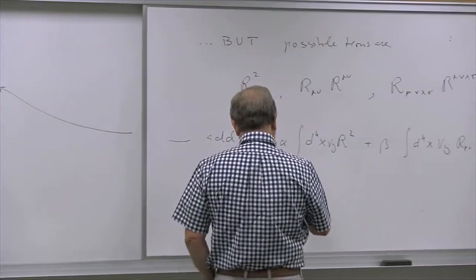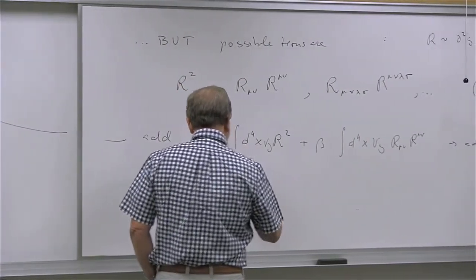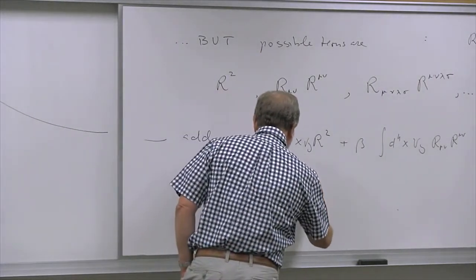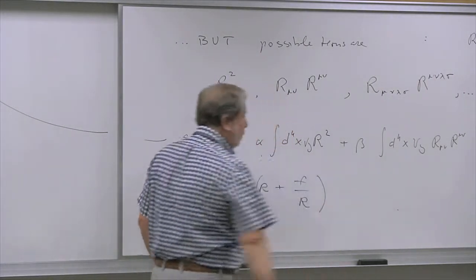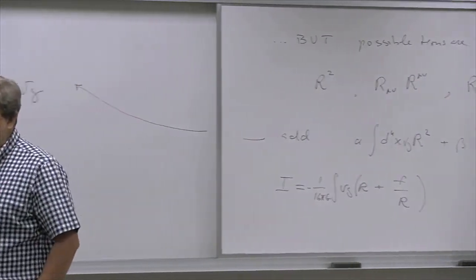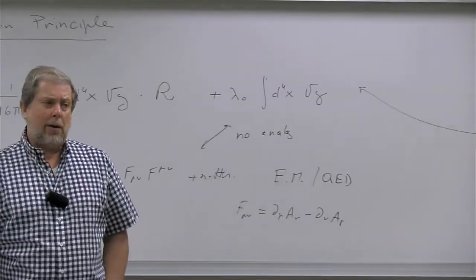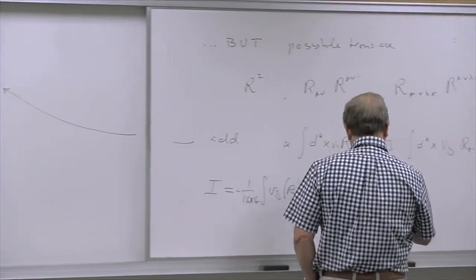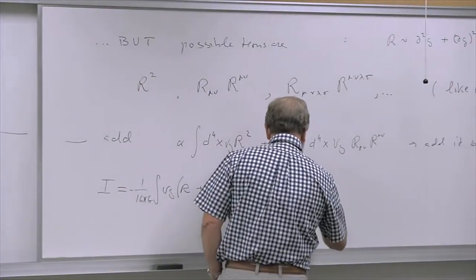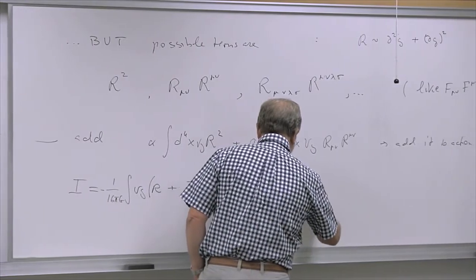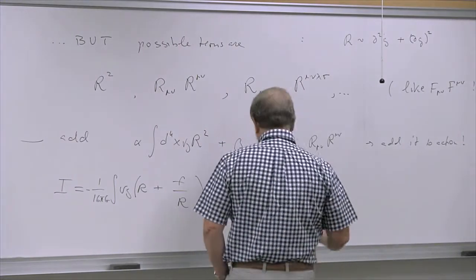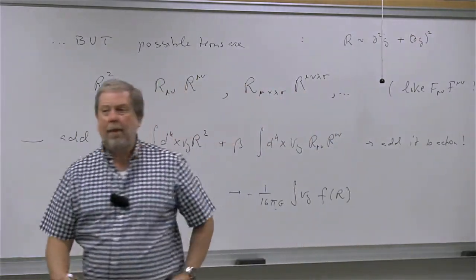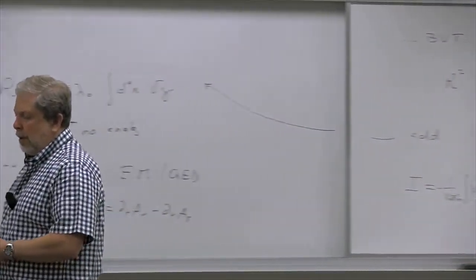So some people say, well, maybe I can fit the data to something that is f times 1 over R. So that's called the 1 over R theory. And you can even have something that is more bizarre, which is 1 over 16 pi G times the integral of root g times some function of R. And so this is what some people like to work with.